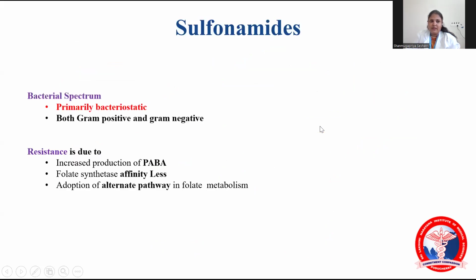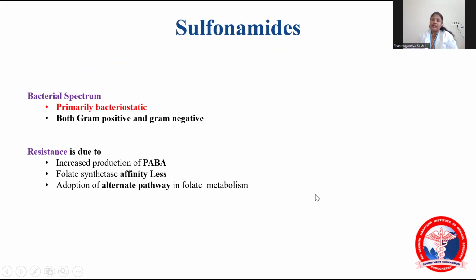Coming to the spectrum. These drugs are primarily bacteriostatic in nature. They are used for treating both gram-positive as well as gram-negative infections. Examples of gram-positive infections include Staphylococcus, Streptococcus, and Pneumococcus. Examples of gram-negative infections include Klebsiella, E. coli, Salmonella, Shigella, and Pseudomonas. For all these infections, sulfonamide acts as a second-line or alternative drug therapy.